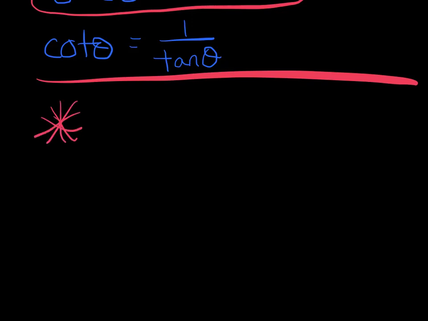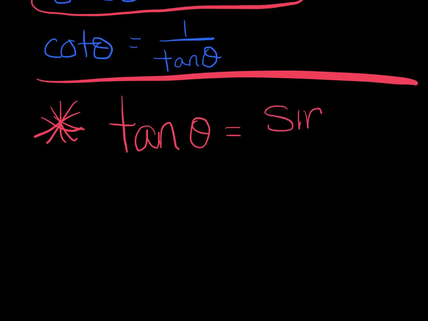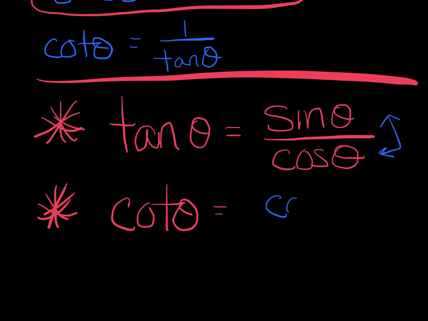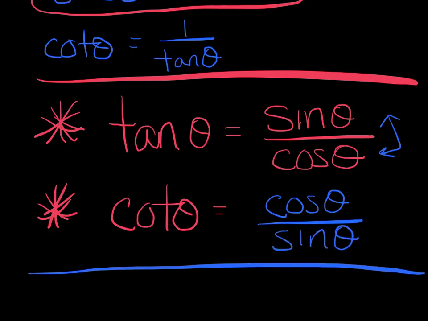Big idea number 1: tangent can be represented another way. Tangent is equivalent to sine over cosine. We've talked about that in a previous video, so I'm going to leave it like that at the moment. If tangent is sine over cosine, then if I want cotangent, basically all I'm going to do is take this fraction and flip it. I'm going to say cotangent is cosine over sine. Those are going to be two big properties that we use today.